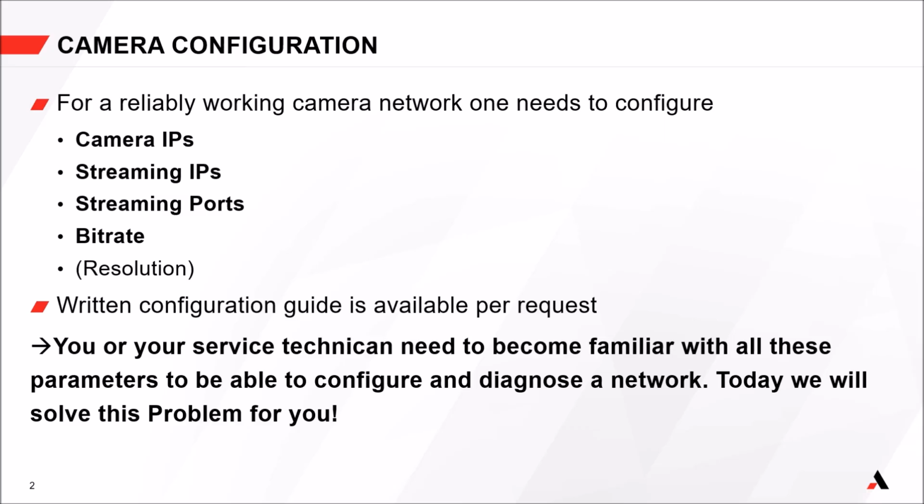Next, you've got to configure the streaming port. Each camera needs a unique streaming port to avoid packets being mixed at the receiver end. Lastly, you will also need to configure the bitrate. You need to make sure that all cameras combined do not exceed the maximum capacity of your network. Sometimes, depending on your display device, you might also want to reconfigure the camera's resolution. To achieve this, we have a written configuration guide available that you can get on request.